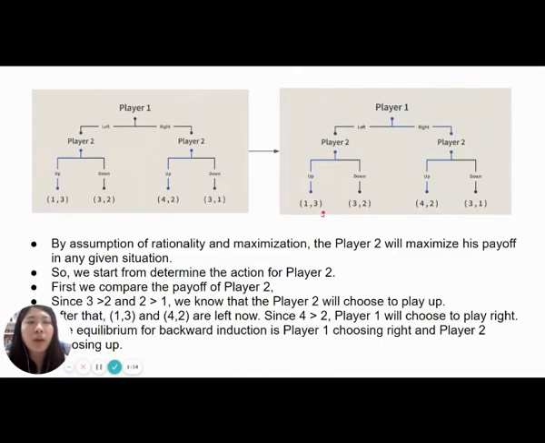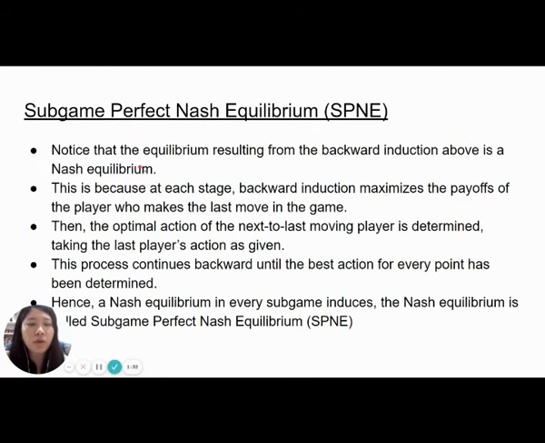So 1, 3 and 4, 2 are left. Then we compare the payoff for player 1, which is 1 and 4. Obviously 4 is larger than 1, so player 1 will play the strategy right. The equilibrium for the backward induction is player 1 choosing right and player 2 choosing up. We also notice that the result from this example is a Nash equilibrium.